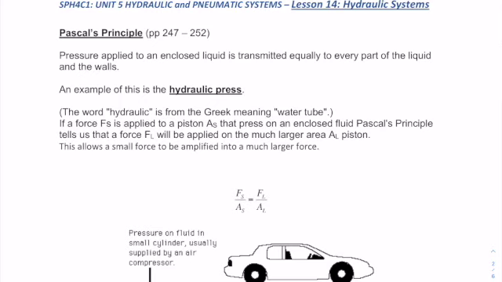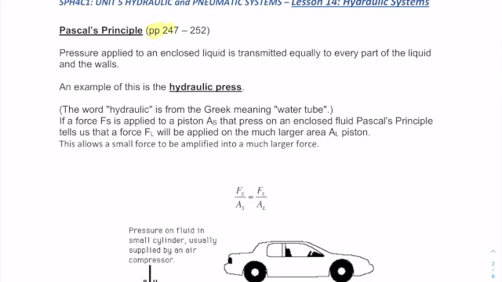Moving on, we're going to talk about Pascal's principle. If ever you've seen a car hoisted up at an auto body shop or mechanic shop, it's all based on Pascal's principle. Again, it's worth noting that I've put page references here, and these pages correspond to the reference text in the content library. So feel free to access the content library and the reference text there to further your understanding and to get more information on each of these topics that we discuss.